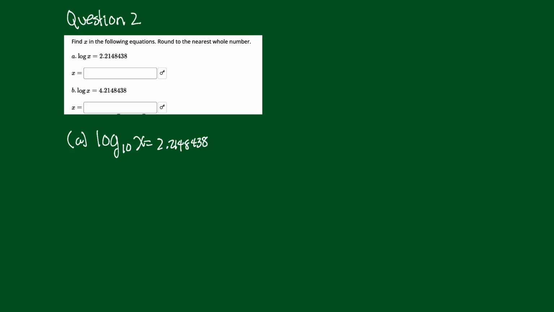Well, I can do that if I rewrite this in exponential form. And I know this, that logarithms are exponents. So the exponent, 2.2148438, goes on the base. So it means 10 to the 2.2148438, that's equal to x.